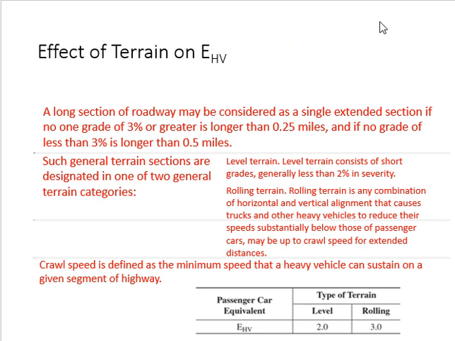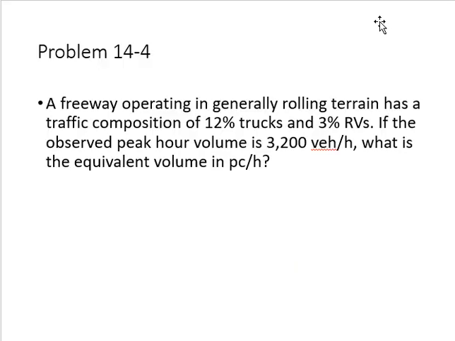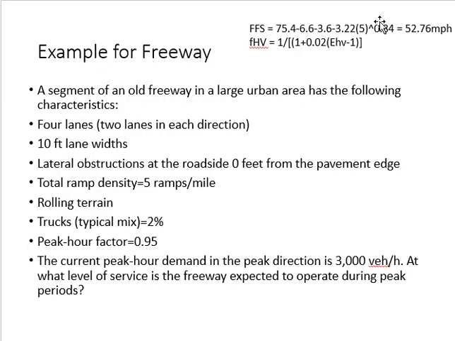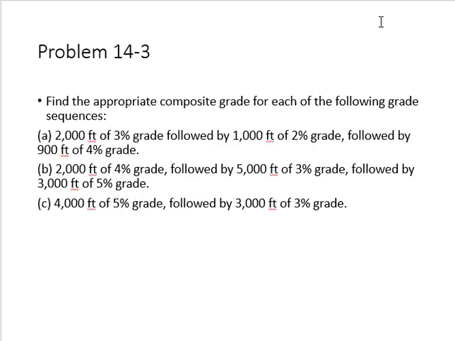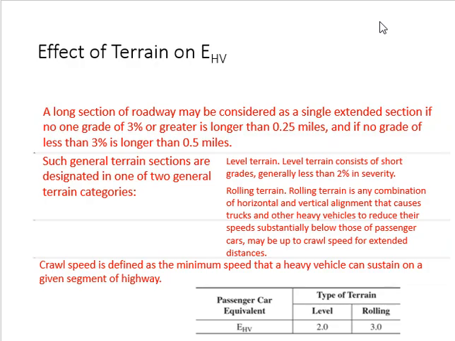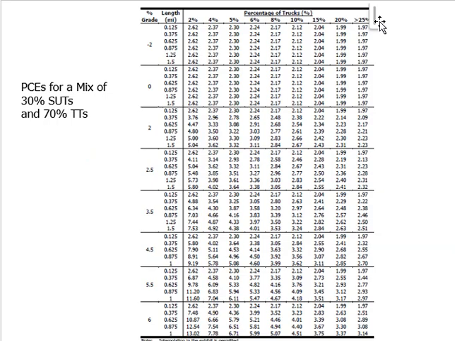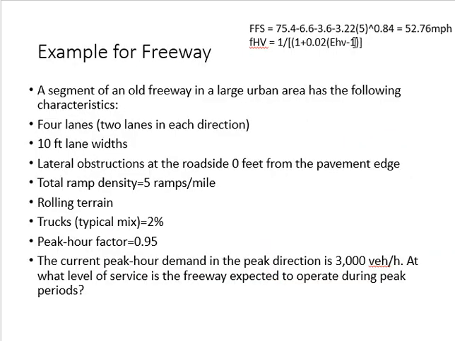It depends on the terrain, right? What did they say about the terrain? What about the terrain? Tell me. So for rolling terrain, it uses one. So EHV is 3. How much? 9, 6.